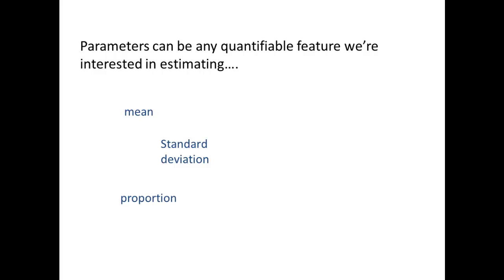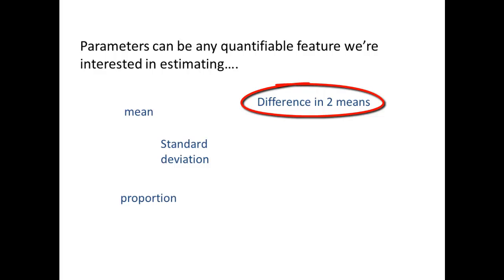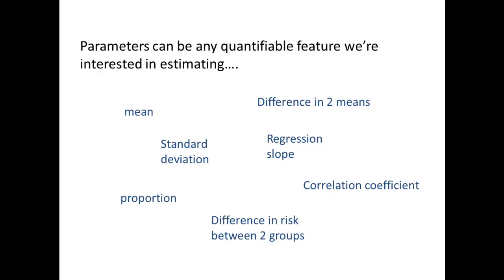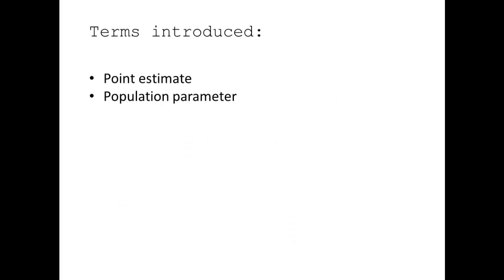So for example, other common parameters might be the difference of two population means, say between two experimental groups, or the relationship between two variables, which might come from a correlation coefficient or a regression slope or coefficient in an observational study, say. Or maybe even the difference in risk between being exposed versus not being exposed to a factor. In all cases, we just calculate our point estimate from our sample, and this is an estimate of the true unknown parameter in the population. So these are the new terms we've introduced in this video.